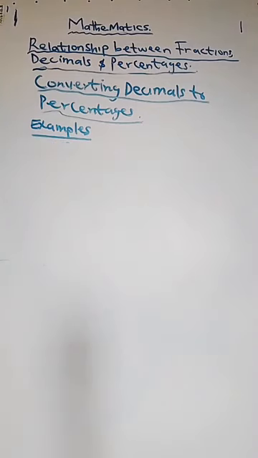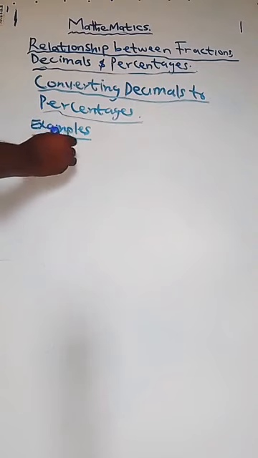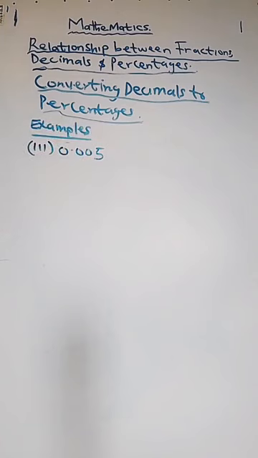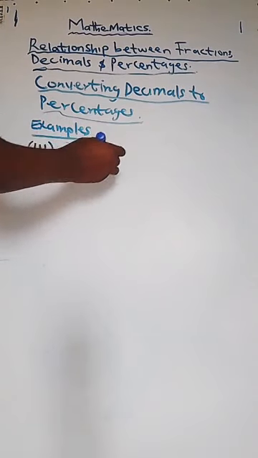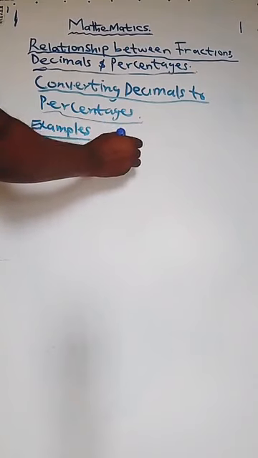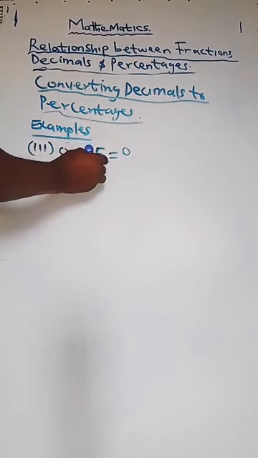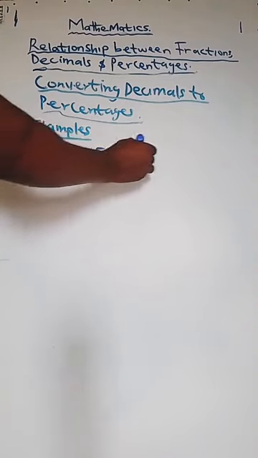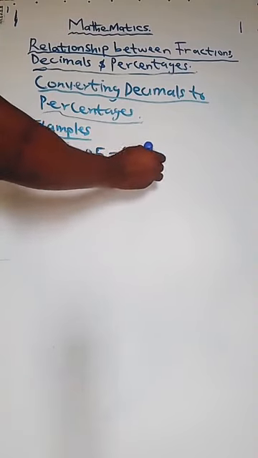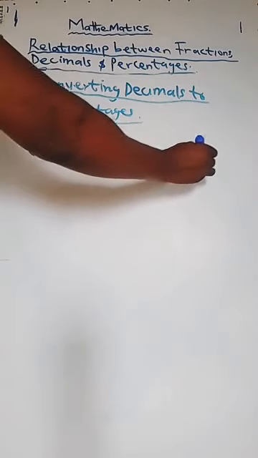Let's look at one more example under this relationship. Let's say we have 0.005. We want to convert it to a percentage. The first thing we do is to convert it to a fraction. Let's convert it to a fraction first. So this will be 0.005 over 1,000, which is 5 over 1,000.